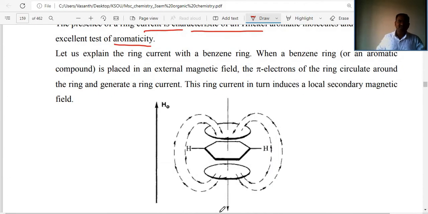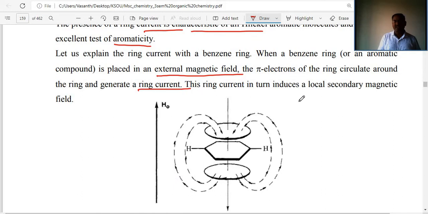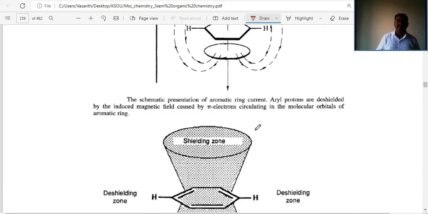Just consider a benzene ring. When the benzene ring, an aromatic compound, is placed in an external magnetic field, the pi electrons of the ring circulate around the ring and generate a ring current. This ring current in turn induces a local secondary magnetic field. These are schematic representations of the aromatic ring current.